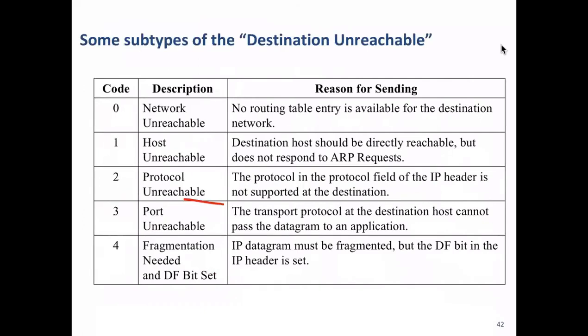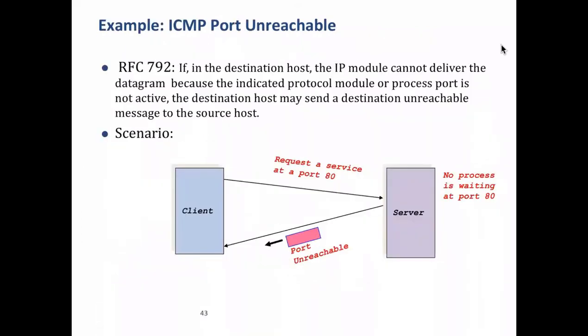And something that we use very often is port unreachable. You send a message over UDP or TCP on a particular port, and you understand the concept of ports by now, I am sure. If the port is busy or not available, then you will get an ICMP message back that the particular port is not available. Like in this example, you request a service at port 80, and there is no process waiting on port 80 in the server, and you'll get a response back that the port is unreachable. Please read about ICMP in the text or these PPTs again.